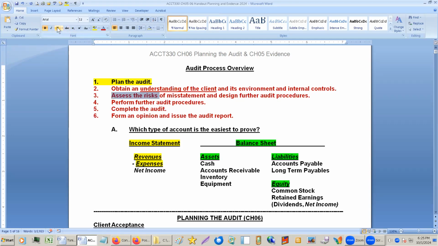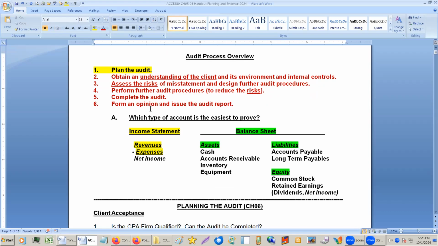Three is assess the risks. What could go wrong? And we're going to talk about these going on. Four, perform further audit procedures, and these are, I'll put in parentheses, to reduce the risks. So once we find out what these risks are, we then do audit procedures. Well, you know, what could go wrong? Well, their inventory could be off, whatever it is. And then we do audit procedures to reduce these risks. So we find out what could go wrong, we do procedures, we complete the audit. There's some completion stuff that we're going to do, chapter 16, and then we form an opinion and issue a report based on the audit.